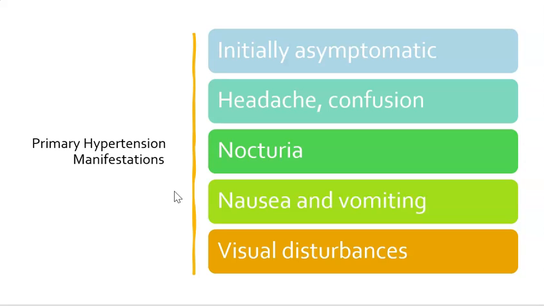They could have a headache, especially if it's severe, confusion, nocturia, nausea, vomiting, and visual disturbance. They might have double vision.